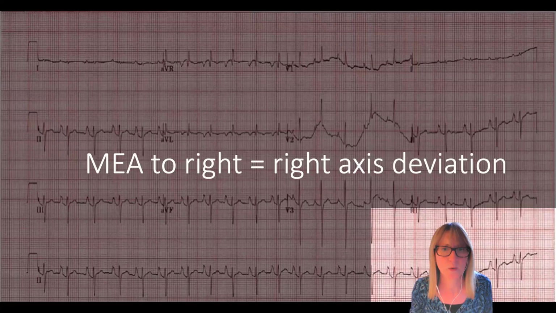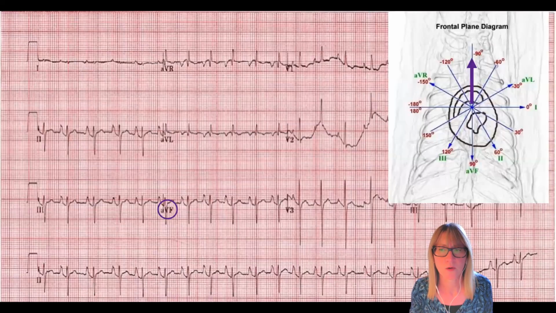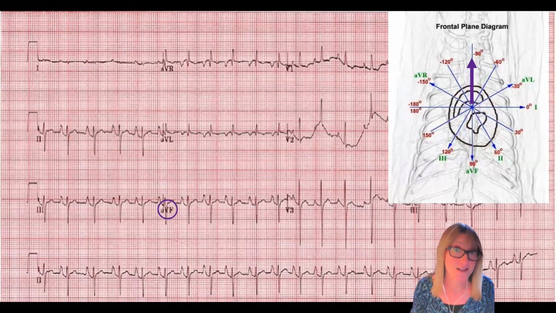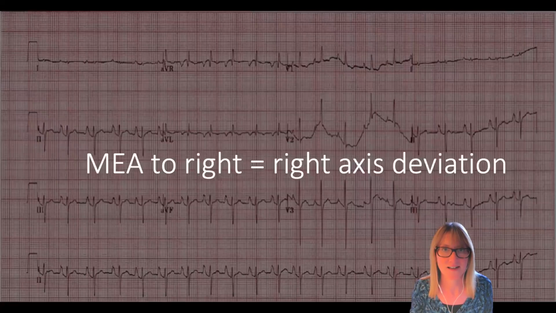Let me just go back one for a moment, a little trick. If we want to know on what side of that purple arrow we might be, we can look at leads that are equidistant from it. Equidistant from that purple arrow are aVR and aVL. If I look at my ECG in aVR and aVL, the QRS complex is more positive in aVR compared to aVL. So I'm on the aVR side of that purple arrow, if we want to get a bit more detailed. Nevertheless, the MEA is pointing to the right, which it shouldn't, also called a right axis deviation.